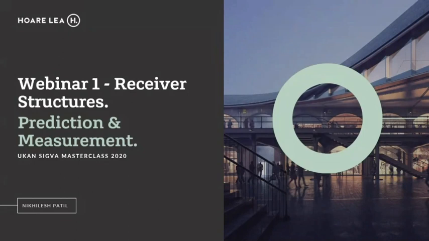Perfect. Okay, so the next session, as we saw in the first session, to have a complete characterization of your structure-borne sound or structure-borne response, vibration response, you not only need the source parts, but you also need a characterization of the receiver assembly as well. So in this presentation, I'll be focusing on the receiver structures, the prediction and measurement.